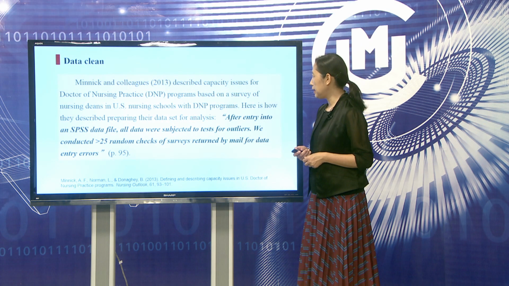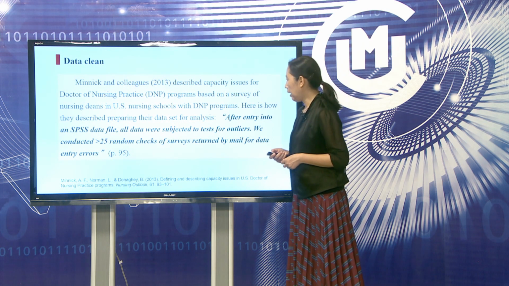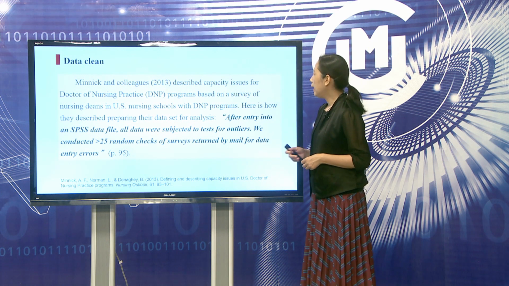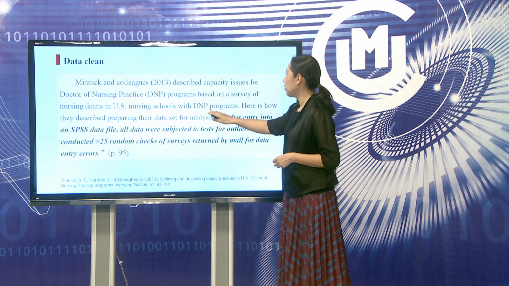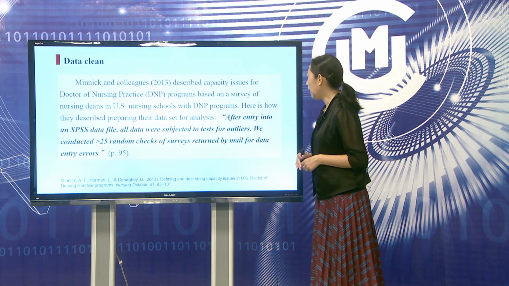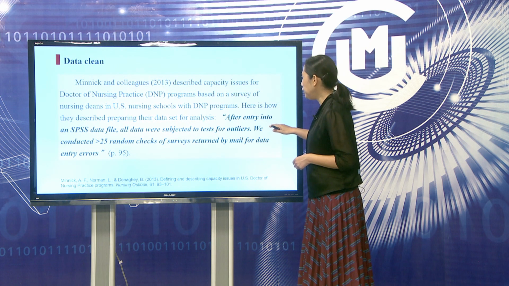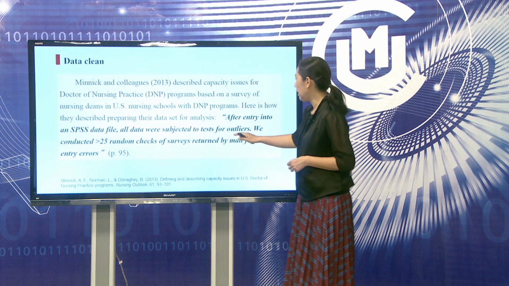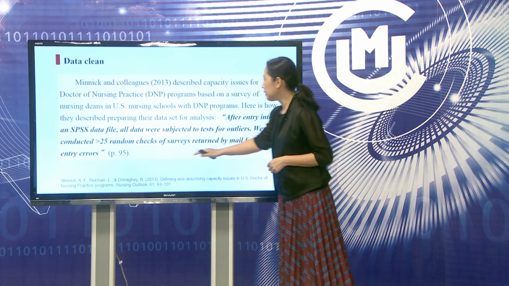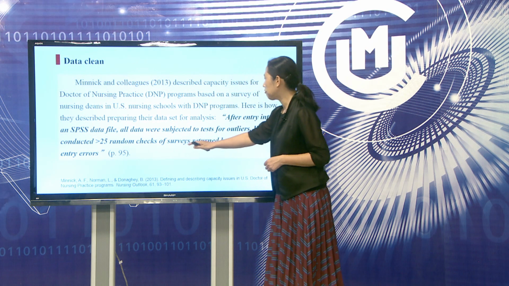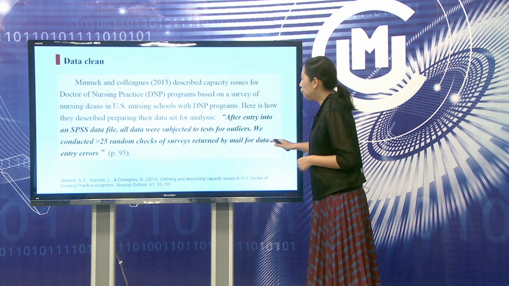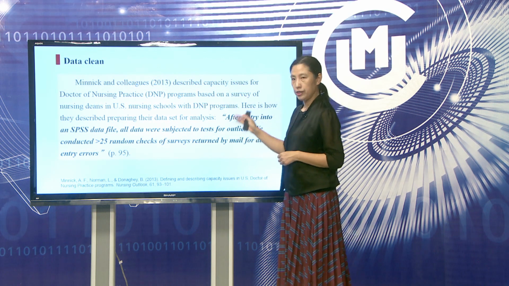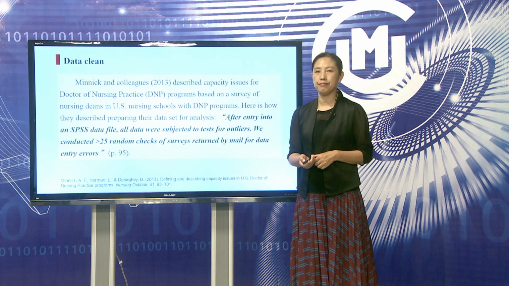So I will give you an example about data clean. This article was published in 2013 by Dr. Minsink and Norman, and they described something about their data clean. In their article, they said, after entry into a sparse data file, all data was subjected to tests for outliers. We conducted more than 25 random checks of surveys retained by mail for data entry errors. So you will see how other researchers deal with the data clean.